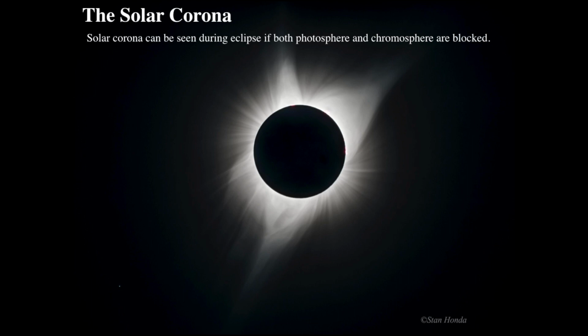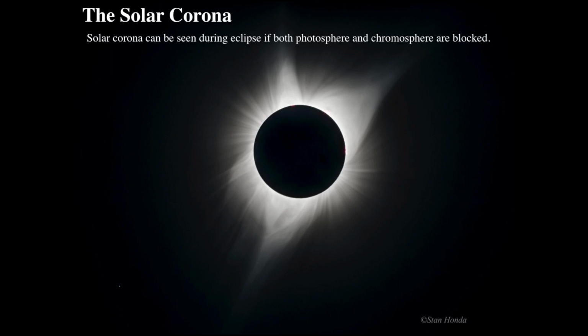Stan Honda also went out to see the total solar eclipse, and he made sure that he got some beautiful images of the eclipse. The corona is the gaseous material that comes off of the sun and streams out into space. So strictly speaking, the sun doesn't really have a solid surface, because where does it end? It really doesn't end. The solar corona is an extension of the sun.